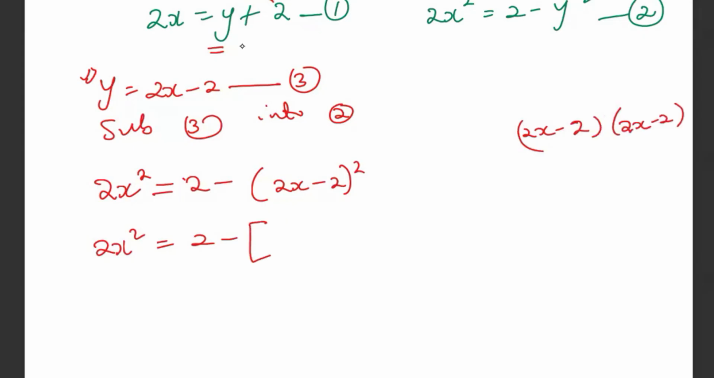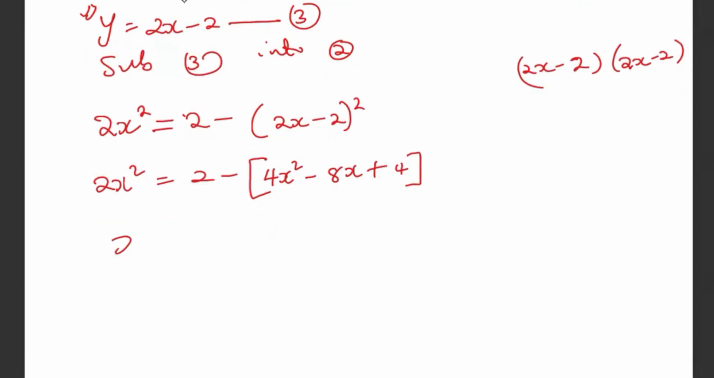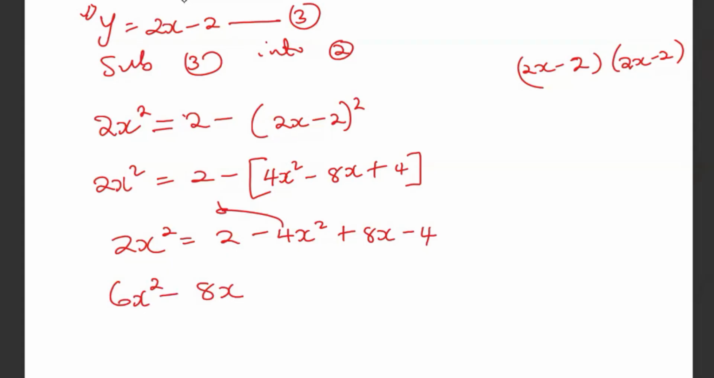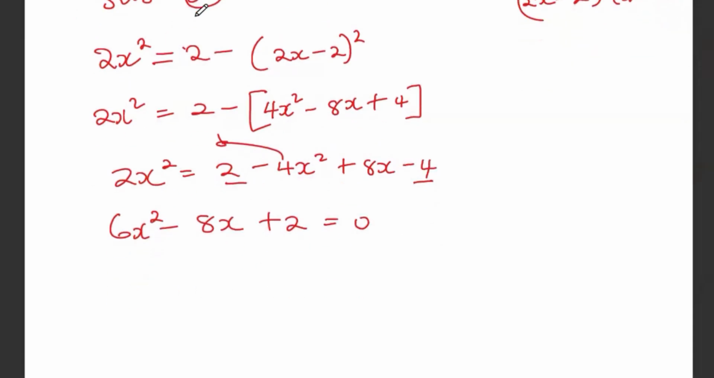Opening this up, I'm going to have 4x squared minus 8x plus 4. Then I'll open that bracket further and create a standard equation. So 2x squared is equal to 2 minus 4x squared plus 8x minus 4. Let me move everything to that side. So it's going to be a positive 6x squared minus 8x. This and this is going to be minus 2 when I move it that side, which is a plus 2, is equal to 0.